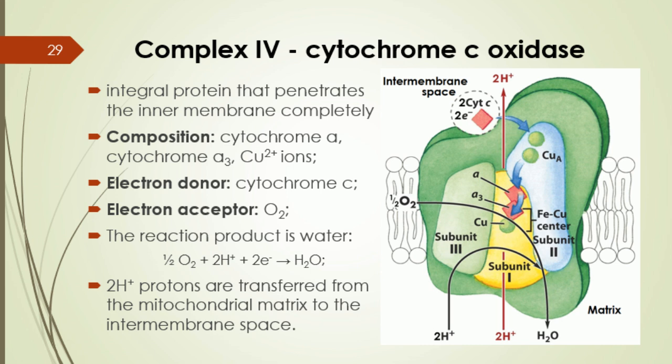Complex 4 is called cytochrome C oxidase. It is also an integral protein that penetrates the inner membrane completely and communicates with both the matrix and the intermembrane space. The components of the complex are cytochrome A, cytochrome A3, and copper ions. This complex transfers electrons from cytochrome C to molecular oxygen. The reaction product is water. Due to the energy released in the reactions of the complex, 2 protons are transferred from the mitochondrial matrix to the intermembrane space.